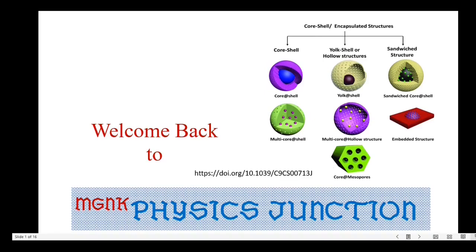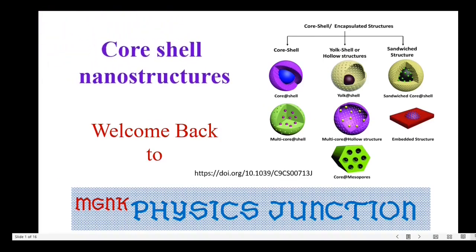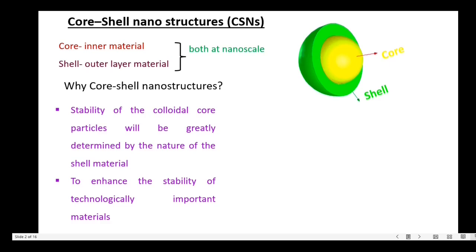In today's video, let me talk about the core-shell nanostructure. Let me start with a brief introduction to core-shell nanostructure. This is the schematic representation of a core-shell structure. This is the inner part, so this is called core. The outer layer is known as the shell material. Both the core and the shell material are at the nanoscale.